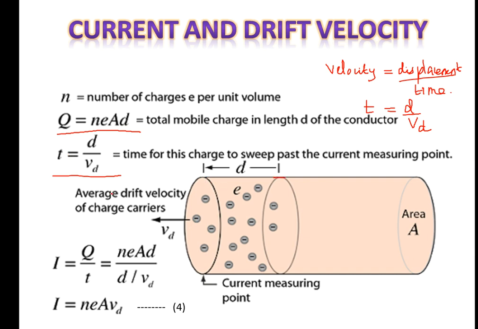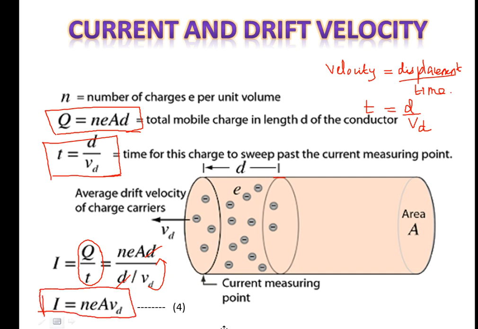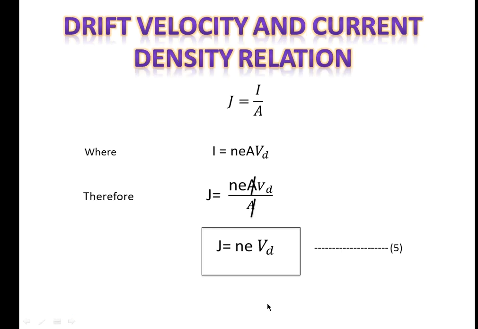Okay. Now what we are going to do is this Q value and this t value we are going to replace in the basic definition of the electric current. That is, Q is going to be replaced by NeAd and t is going to be replaced by d over Vd. When you look at it, this d and this d will get cancelled. So the final expression will be like this. That is, I is going to be given by NeAVd. So this is the formula for the current in terms of drift velocity, which I am taking as equation 4. Now we have done about this relation already in the last class.